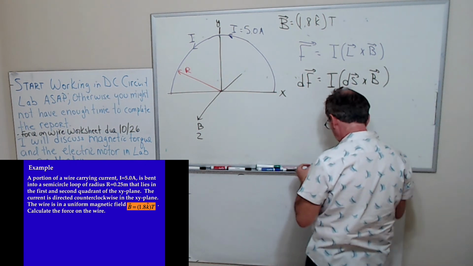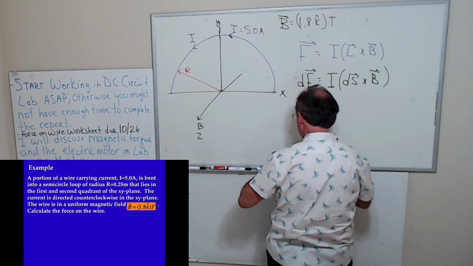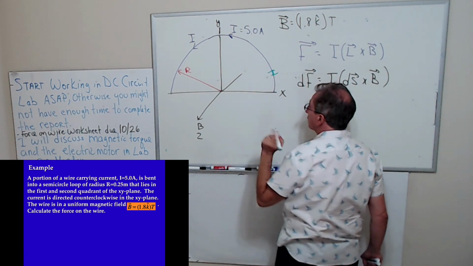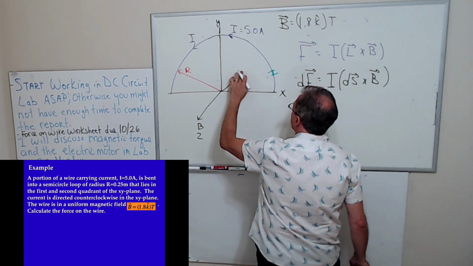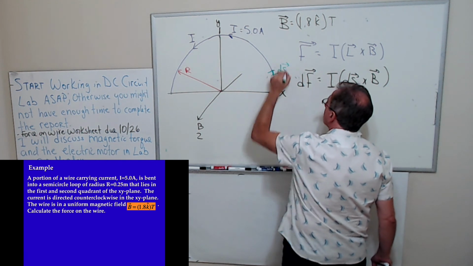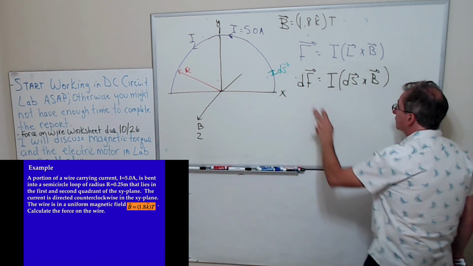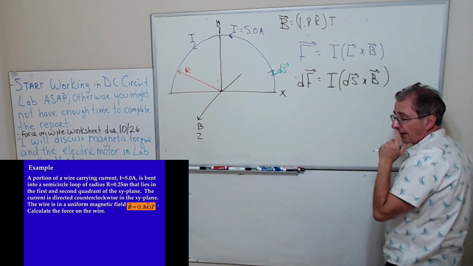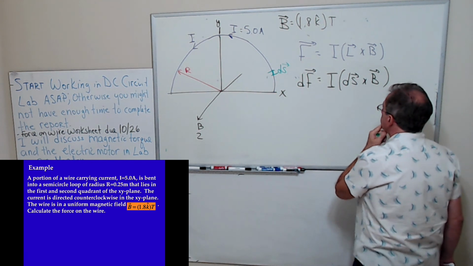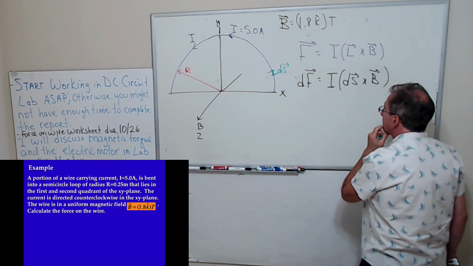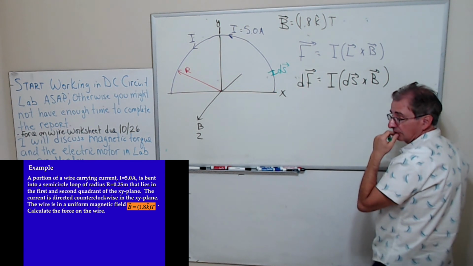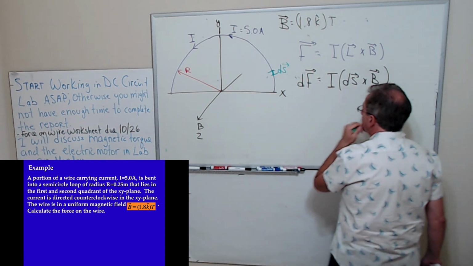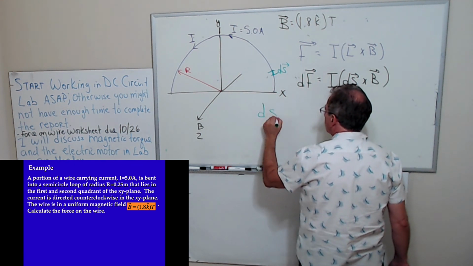I want to write an expression for the force acting on a little section of this. Remember, the field's uniform. I want to write what this expression is for a small element of wire, and I'm going to put that in here. Question is, what is ds?